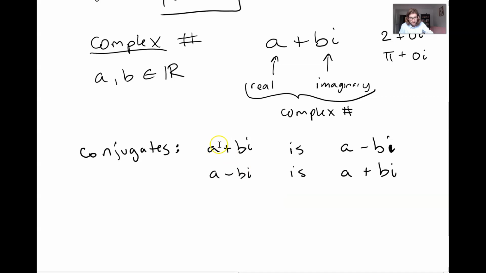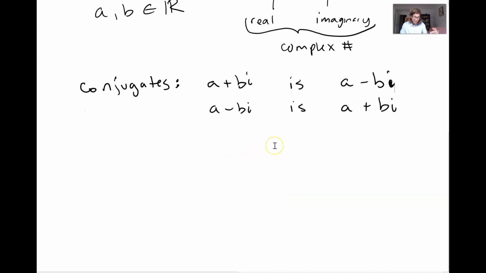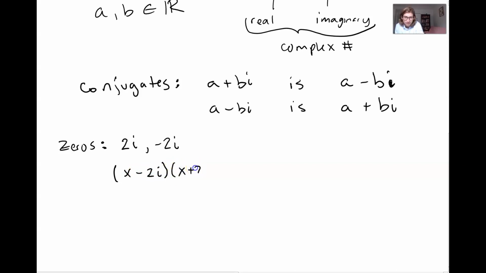And why do we care about the conjugate? For us, it's going to help us get rid of imaginary things. So when we have an imaginary solution to a polynomial equation, we might not even see it. So here's what I'm talking about. Let's say we have zeros of 2i and negative 2i. What we're going to be doing on Friday is this. We're going to be saying, well, if I were to write that in a factor, it'd be x minus 2i and then x plus 2i.